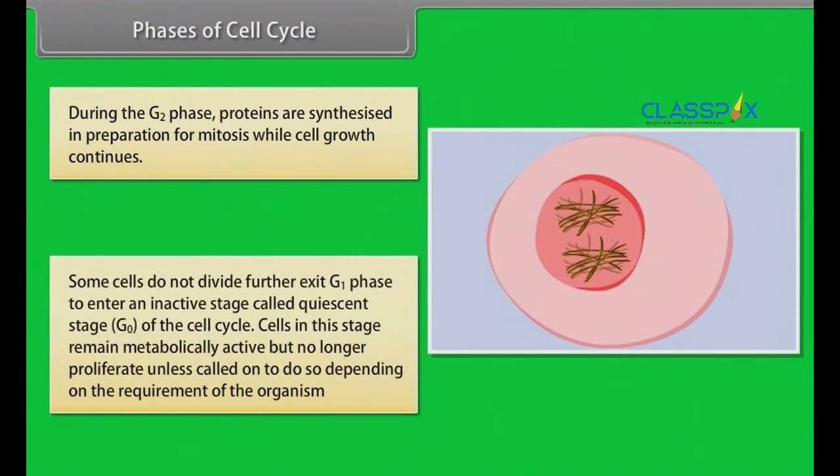Some cells do not divide further and exit G1 phase to enter an inactive stage called quiescent stage, G0, of the cell cycle. Cells in this stage remain metabolically active but no longer proliferate unless called on to do so depending on the requirement of the organism.